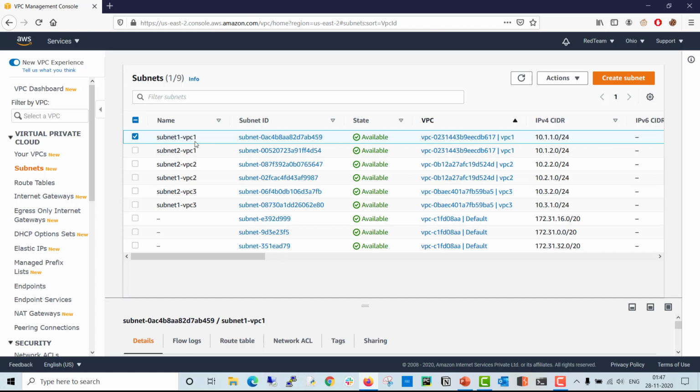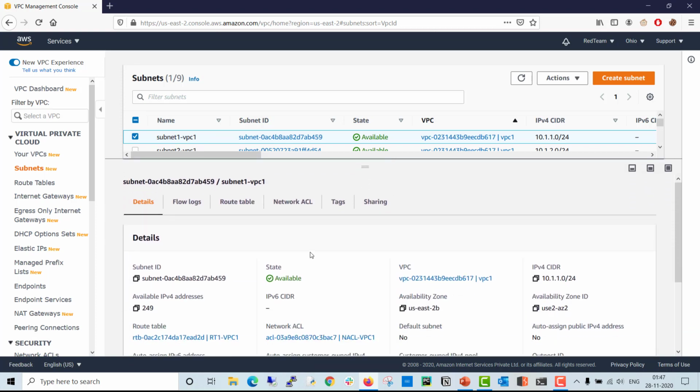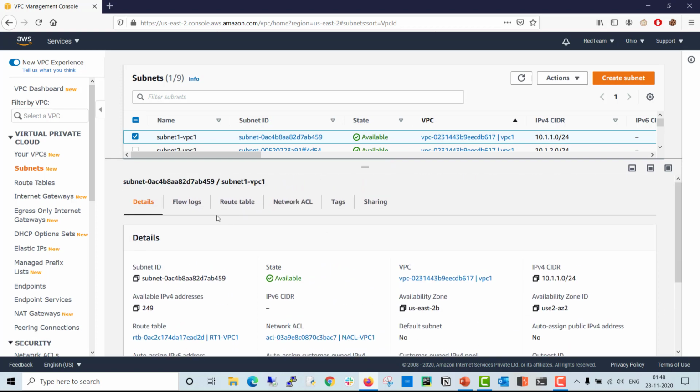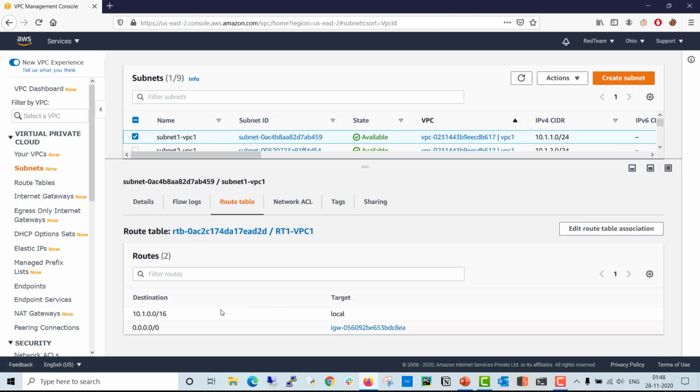And what is a subnet? Let's discuss VPC1. We have 2 subnets, subnet 1 and subnet 2. What is the information there? VPC ID, routing table, network ACL, and this is the subnet information. This is really important. So there are 2 routes. This is the routing table which is attached to subnet 1.